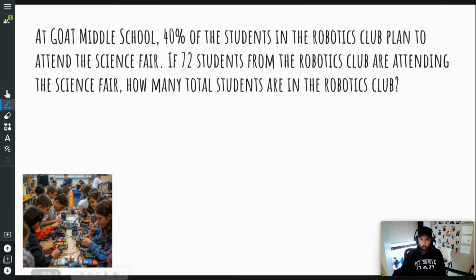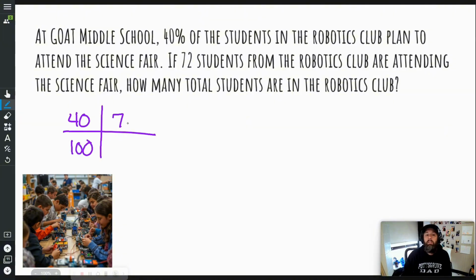At Goat Middle School, 40% of the students in the robotics club plan to attend the science fair. If 72 students from the robotics club are attending the science fair, how many total students are in the robotics club? So 40% is 72. I need the whole. So 40 out of 100 on the left. 72 is going to be my part. I need the whole. So let's cross multiply the numbers that are diagonal from each other. So that would be 72 times 100 is 7,200.